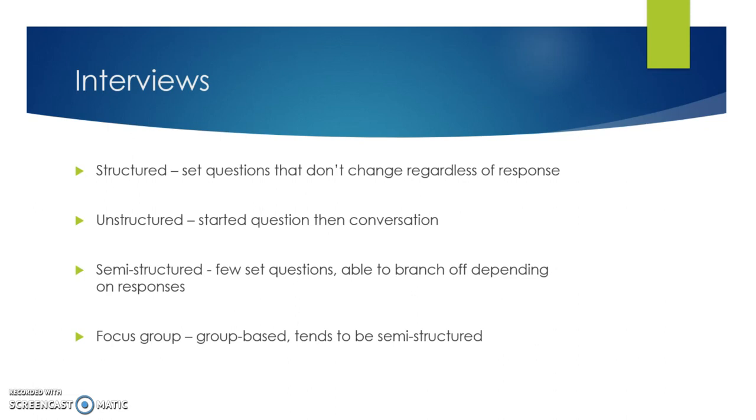Semi-structured interviews are where you have a few set questions that you want to ask, but you also have the ability to branch off and change those questions depending on the answers that you get. And then finally, focus groups are like group interviews, which tend to have a more semi-structured form, but instead of just interviewing one person, you have a whole group of people.